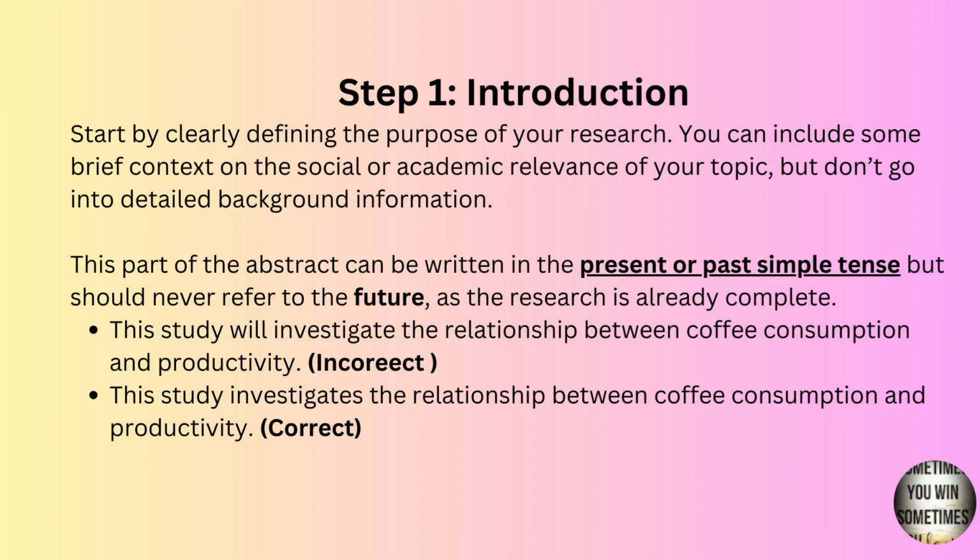Next, we start step 1, introduction. Start by clearly defining the purpose of your research. You can include some brief context on the social or academic relevance of your topic, but don't go into detailed background information. This part of the abstract can be written in the present or past simple tense, but should never refer to the future as the research is already complete.